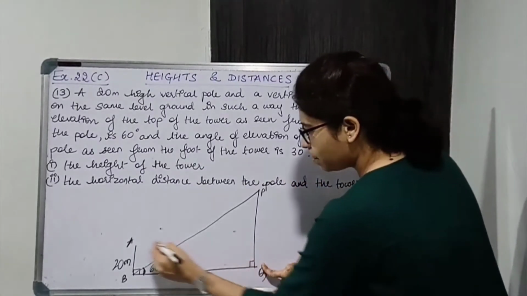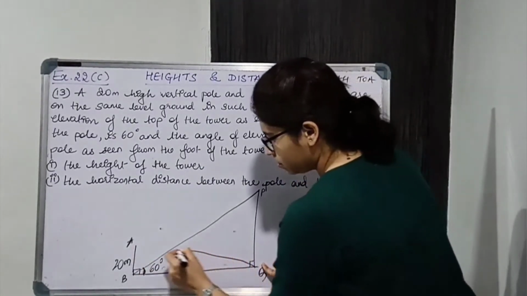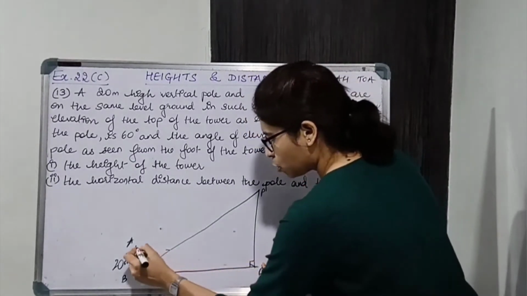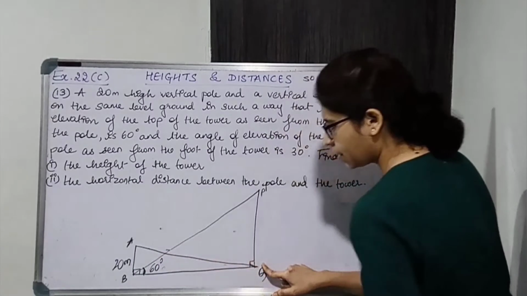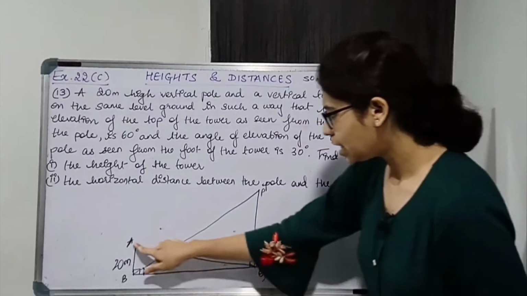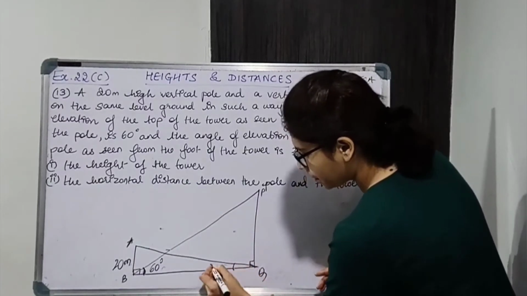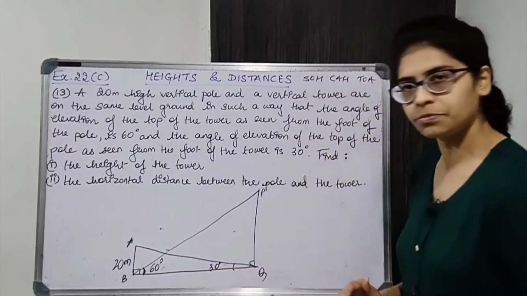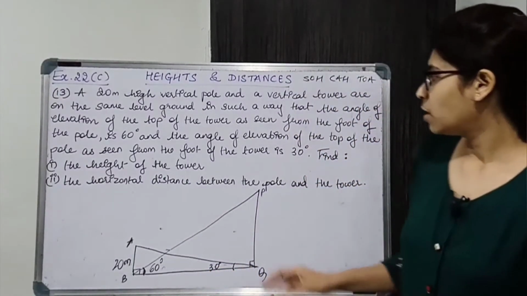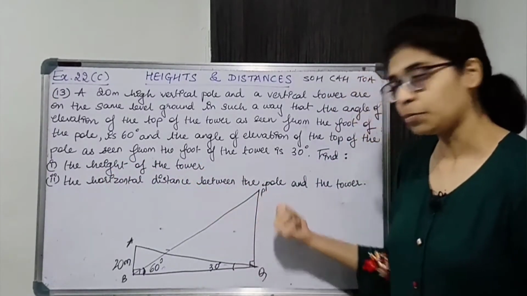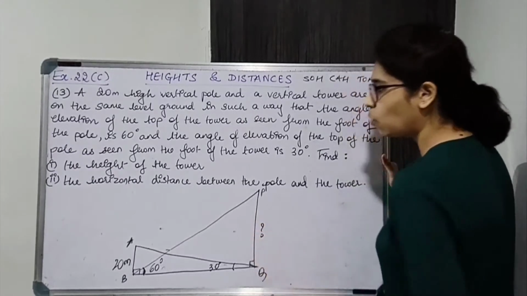So from here to here, draw it with the help of a scale. Okay, so draw properly. Now from here to here, this is the line of sight, this is horizontal, so the angle is 30 degrees. Now find the first part: the height of the tower. We have to find the height of the tower, PQ. What else?